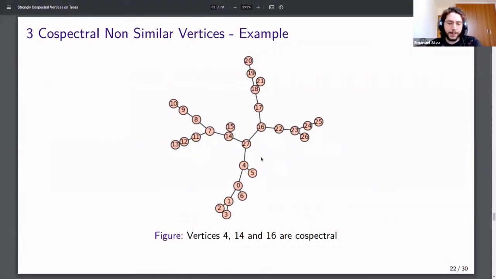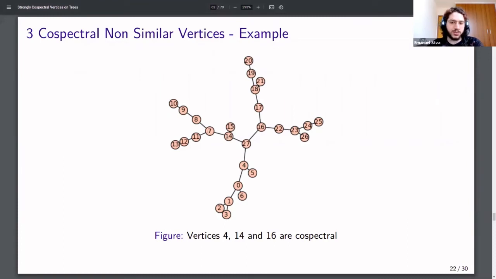And just as an example, the tree in the middle is just a singleton. Vertices 4, 14, and 16 are going to be our A, B, and C. We connect A to 27, B to 27, and 16 to 27. And the rest of the vertices are the limbs of A, B, and C. The tree in the middle, it's just S3. So the vertices 27, 4, 14, and 16 induce the S3. Of course, they are cospectral in S3 since they are similar.